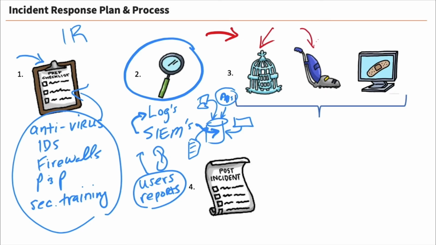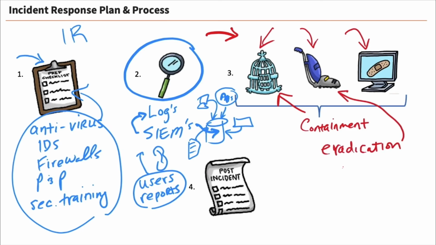Then we eradicate it. We clean that system up. And whether that means removing malware or restoring from backups, maybe. It could be that we have to restore from backup to be sure we have a clean system. And then lastly, recovery, taking that repaired system and putting it back into production so we can use its services again. So these three things here, we have containment, we have eradication, and we have recovery. Those are the three parts involved in that step 3.